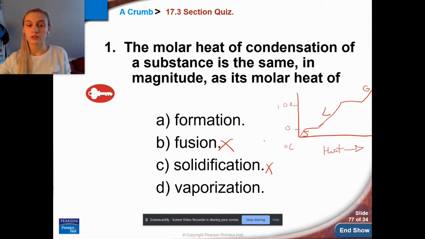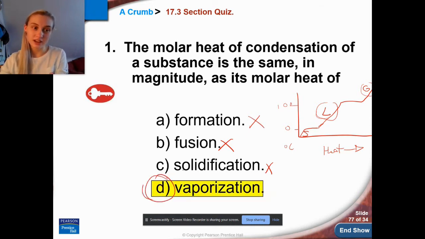And so when we go to a gas from a liquid, that value is going to be equal. Going from gas to liquid should be the same magnitude of heat as going from a liquid to a gas, and we know going from a liquid to a gas is called vaporization. And so formation is just, that doesn't even make sense. So it is vaporization. Yay.